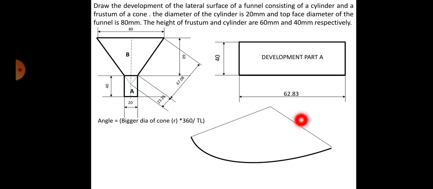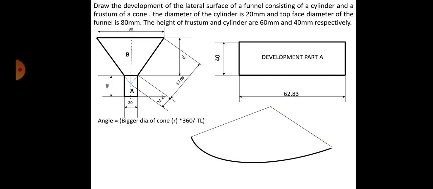Until where you will draw the arc depends on this angle. I don't know what exactly you're going to get. Let's say you get around 130 or 140 degrees. So 140 degrees you will measure here, draw one more line and stop that particular arc there. So that is the required development of the entire cone.